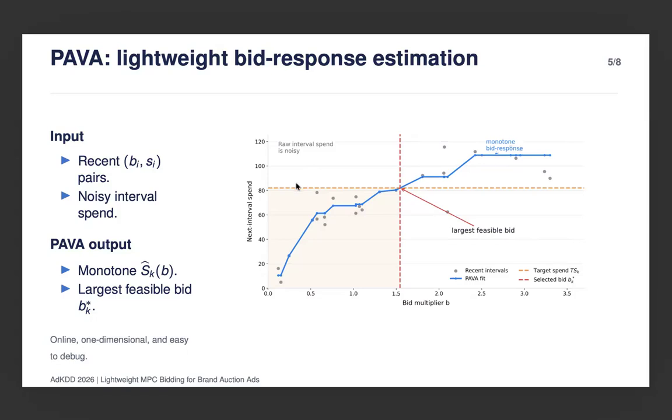The orange line here is the target spend, and the red line here marks the largest feasible bid. We interpolate within the observed range and use controlled extrapolation during cold start. This produces a one-dimensional model that is cheap to update and easy to inspect.